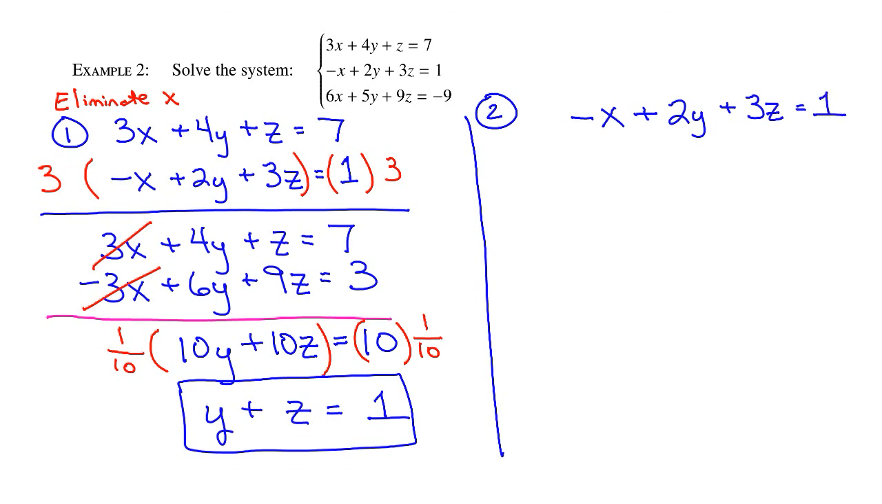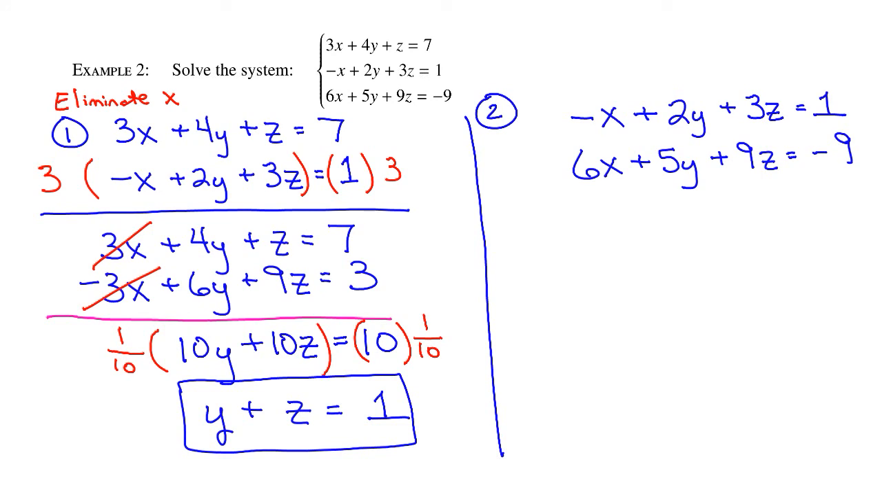Negative x plus 2y plus 3z equals 1. And since I picked that one, I have to choose the bottom one. So 6x plus 5y plus 9z equals negative 9. Again, I have to eliminate x. I have to eliminate the variable from the first pair. I have to eliminate that same variable over here.